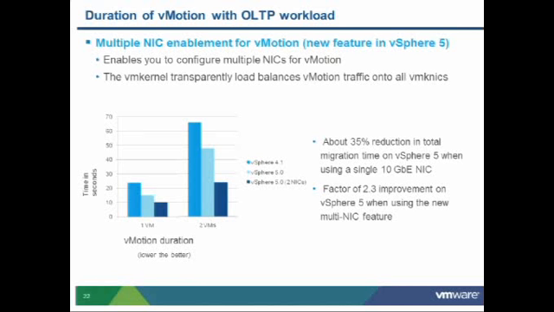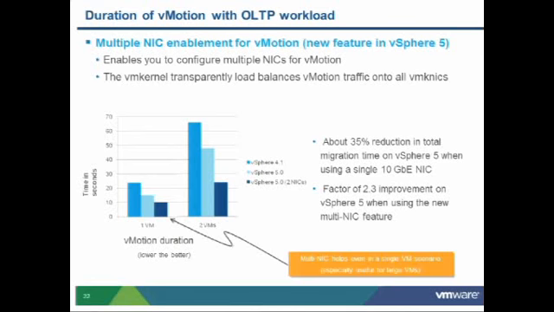We've seen exactly the same performance improvements using a multi-VM scenario also. There was about 35% improvement using one 10 GB NIC, and when we used two 10 GB NICs, the improvement was more than a factor of 2. The key takeaway here is that even if you have a single VM that is subjected to vMotion, vMkernel is still going to transparently load balance the vMotion traffic onto multiple NICs. This is going to be a very useful feature when you have monster VMs. Let's say you have a 256 GB VM or a terabyte-size VM. Having multiple NICs will definitely improve the vMotion performance.